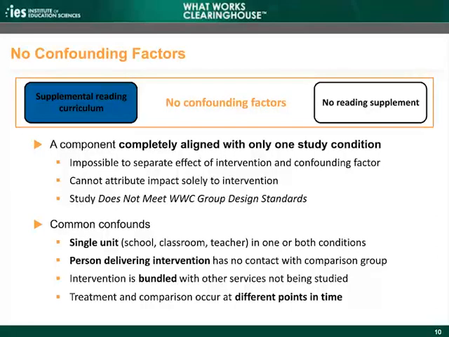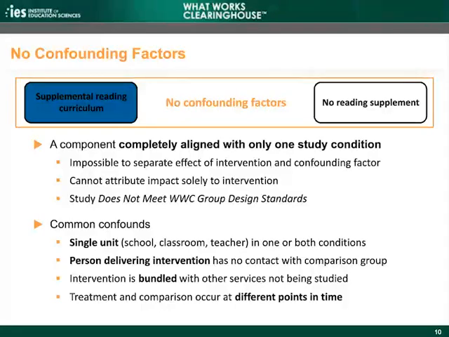Another confounding factor we also see is that there is only one person providing the intervention, and that person only interacts with the intervention group. For instance, a single math teacher pulls students out of math class once per week for intensive support, and the comparison group remains in math class.